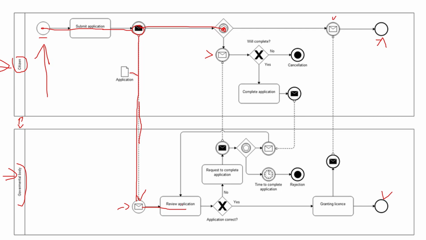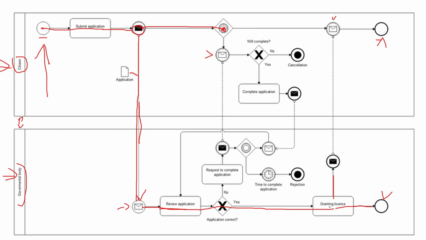All right, let's go down here. Review application. So the government is reviewing it. And now is the question, is this application correct or not? If it is correct, then we move on to the activity granting license. And now what the diagram modeler did is he or she made two arrows going out of this activity, which he or she can do. I would generally not prefer doing it because it's not too intuitive to understand.